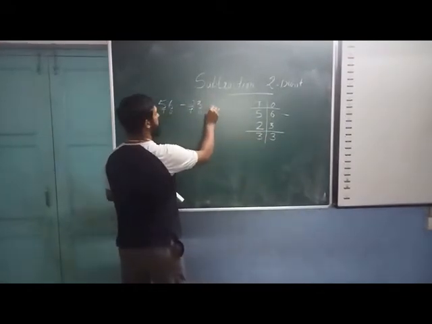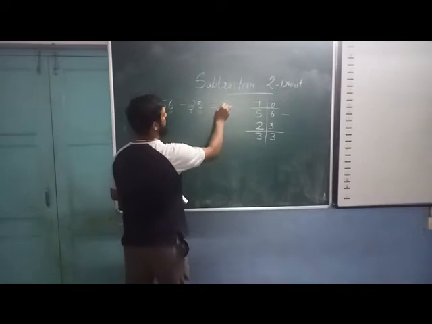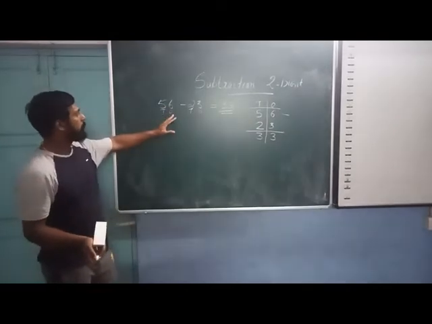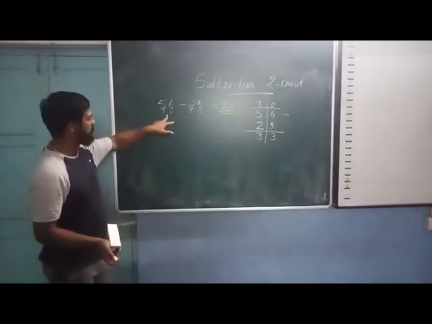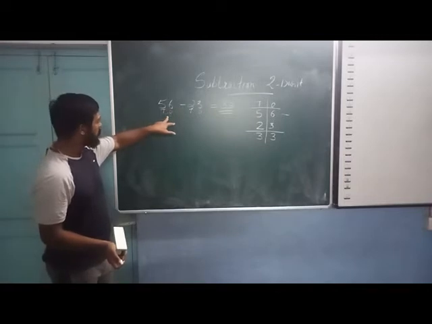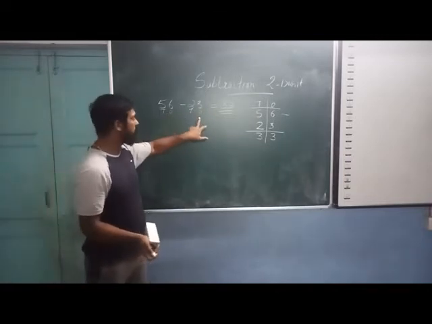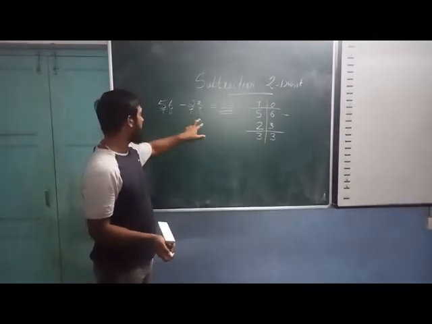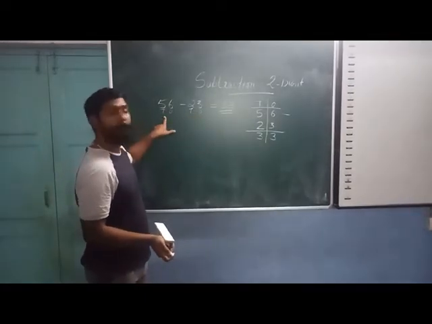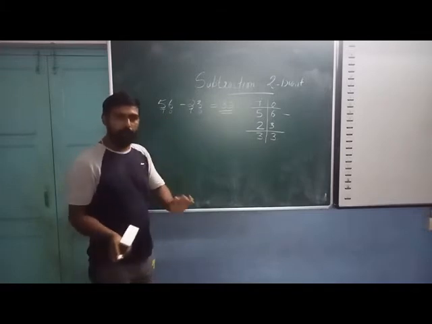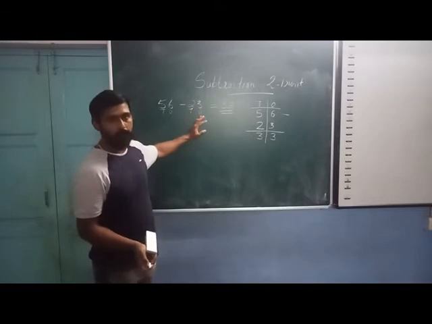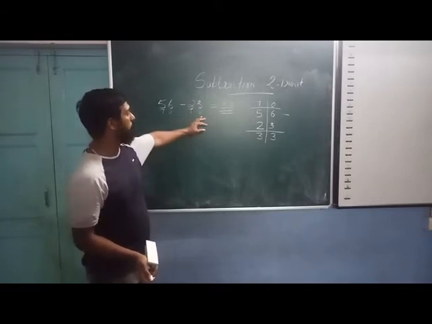So 56 minus 23 is 33. Got it? Once again, I will say we have to subtract 23 from 56 because 56 is the biggest number and 23 is the smallest number. We can always subtract a smaller number from a bigger number. You cannot subtract a bigger number from a smaller number. Okay, you have to keep it in mind.